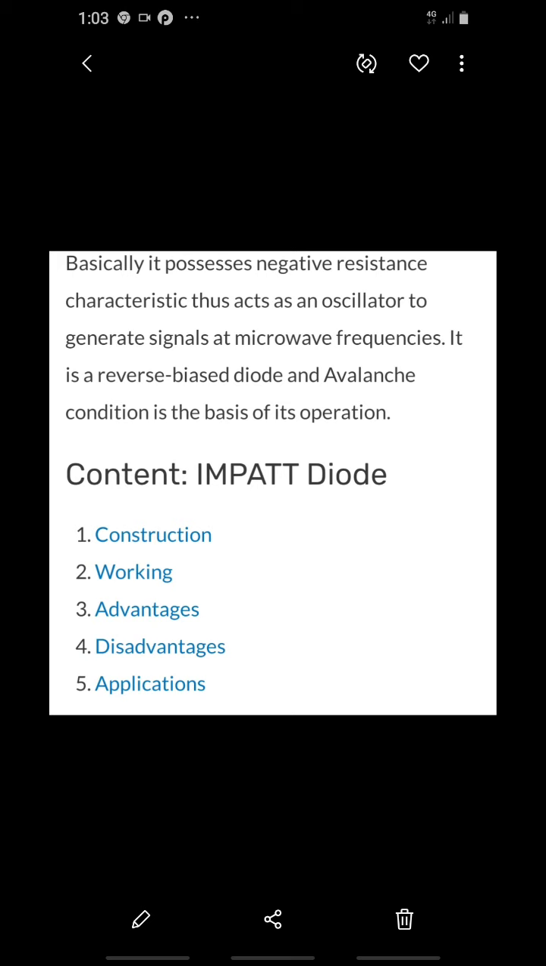Next, the contents of the IMPATT diode: its construction, working, advantages, disadvantages, and applications.